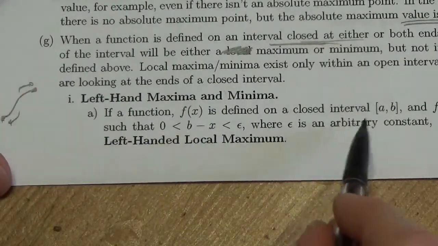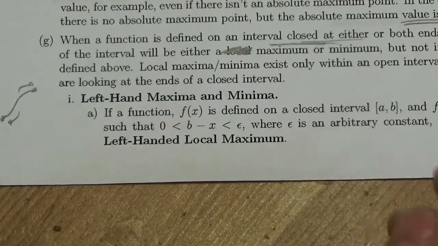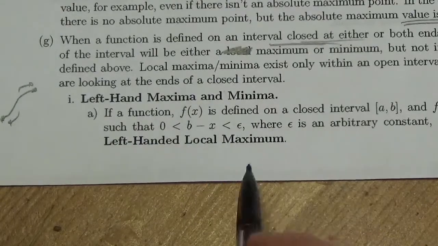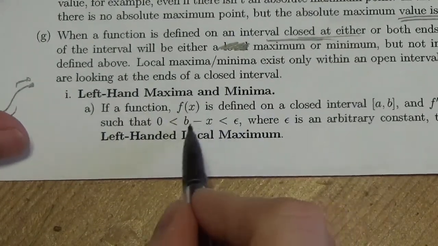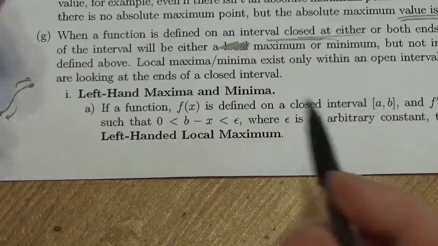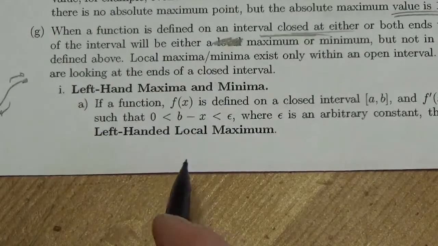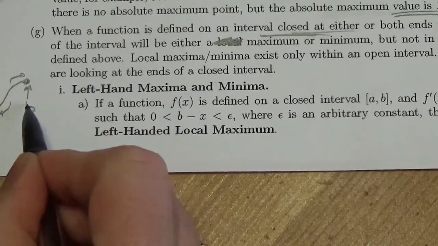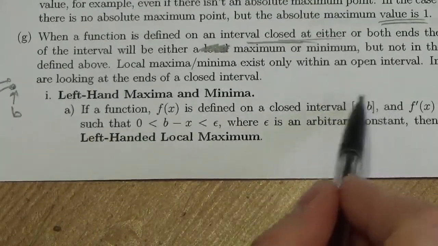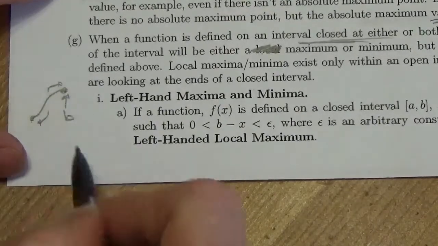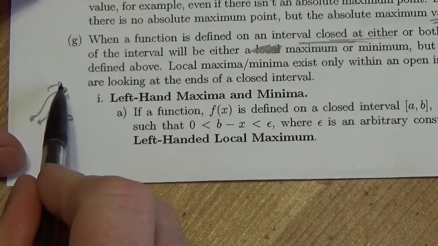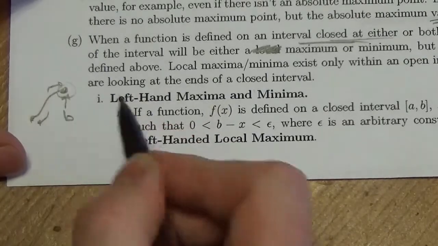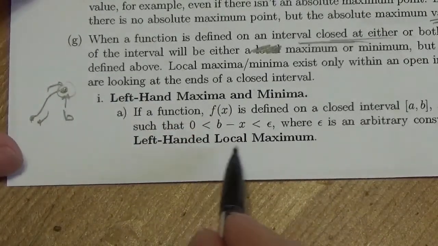So if the function is defined on a closed interval a to b, and the derivative is positive for all x along there, okay, we pick some value here for b. We've got this epsilon here as our arbitrary constant. Basically what we're saying is that this point right here is my b value, the endpoint of my interval. This is a left-handed max because I can approach this point from the left-hand side. The derivative is positive all the way up to it, and then it stops right there. That point does exist. That's a left-handed local max.